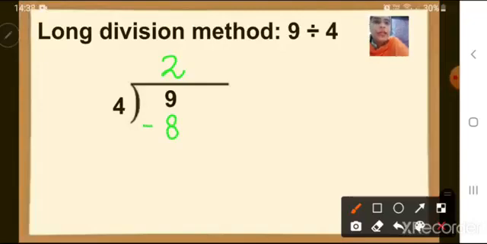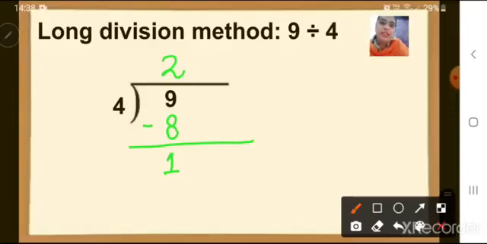Then we will put a minus sign, the subtraction sign, and a dash. Now we have to subtract. What will we subtract? 9 and this number 8. 9 minus 8 is what? 1. So we will write here number 1. So number 2 is our quotient, and number 1 is our remainder.